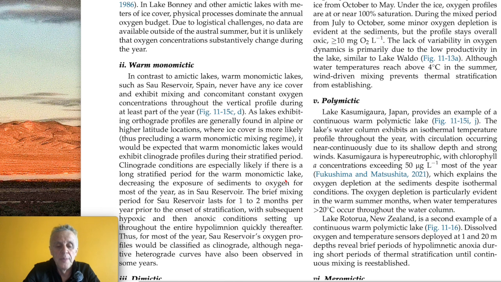The brief mixing period for Sal Reservoir lasts for 1 to 2 months per year prior to the onset of stratification, with subsequent hypoxic and then anoxic conditions setting up throughout the entire hypolimnion quickly thereafter. Thus, for most of the year, Sal Reservoir oxygen profiles would be classified as clinograde, although negative heterograde curves have also been observed in some years.